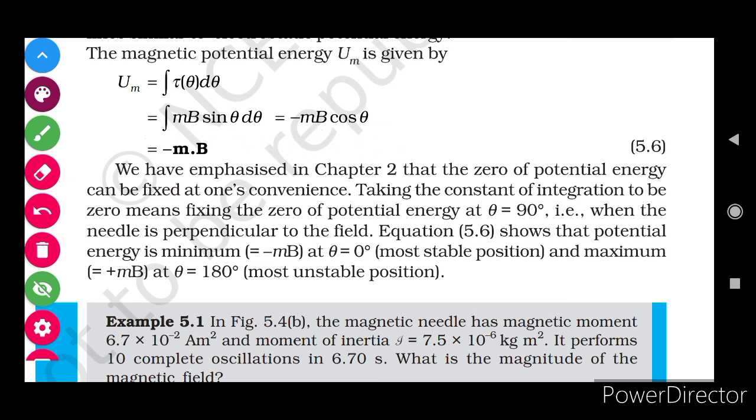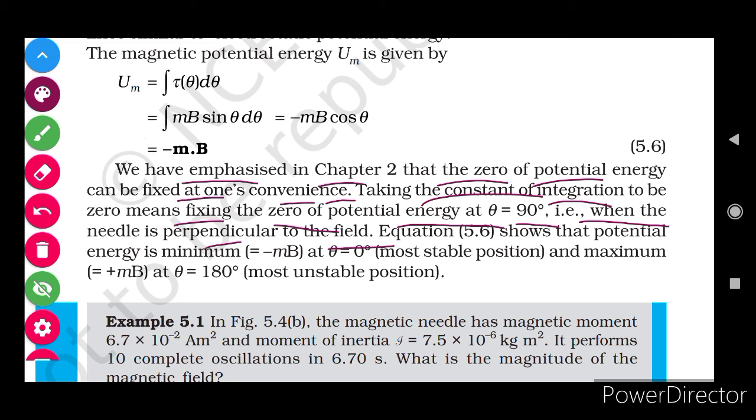So this is how I obtain the expression for the potential energy of a dipole in a magnetic field. We emphasized in chapter 2 that the zero of potential energy can be fixed at one's convenience. Taking the constant of integration to be 0 means fixing the zero of potential energy at theta equal to 90 degrees, when the dipole is perpendicular to the field. What really matters is the difference of potential energy. We can take any position as 0, and with respect to that the potential energy difference will matter.